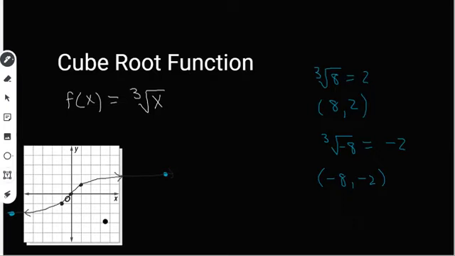Okay, so we got 3 more to go. I know you're excited. These last 3 functions are the most difficult to talk about because some of them you've probably never even seen before, but let's talk about them.